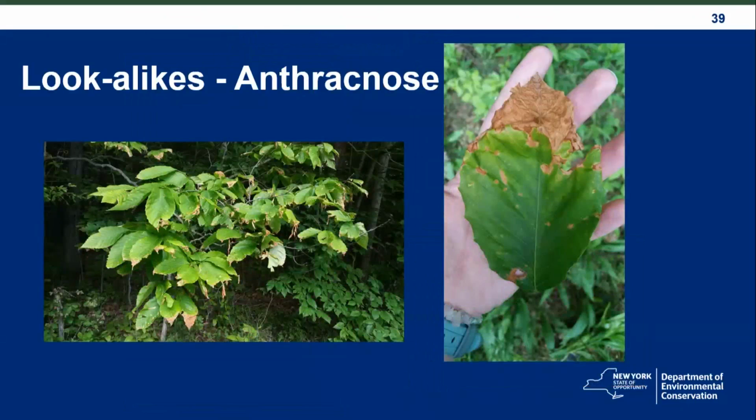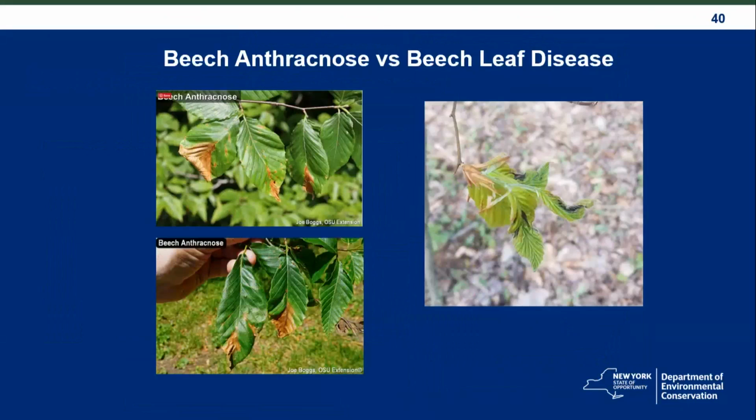The final lookalike we're going over today is anthracnose, which on beech leaves looks like patches of necrotic tissue, usually on the end with the tip, but it could be towards the side as well. And here is anthracnose versus beech leaf disease. Beech leaf disease necrotic tissue can be areas along the side or striping.